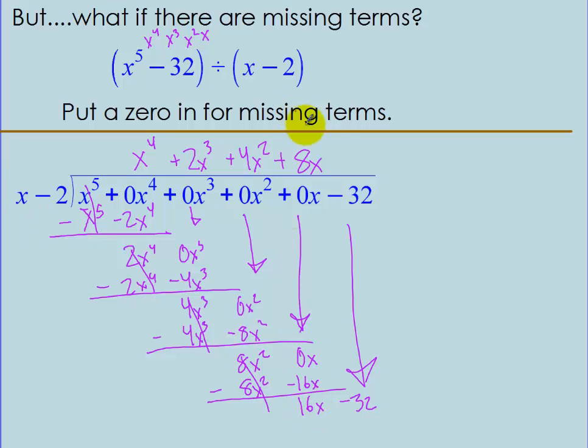So x times what is 16x? That'll be positive 16. 16 times x is 16x. 16 times negative 2 is negative 32. And when you subtract these, those cancel out. Negative 32 minus negative 32 would be 0. So this is your answer. That's why you need to expand all that. So you need to put those placeholders, the 0 terms, in there, just so you have all those places.